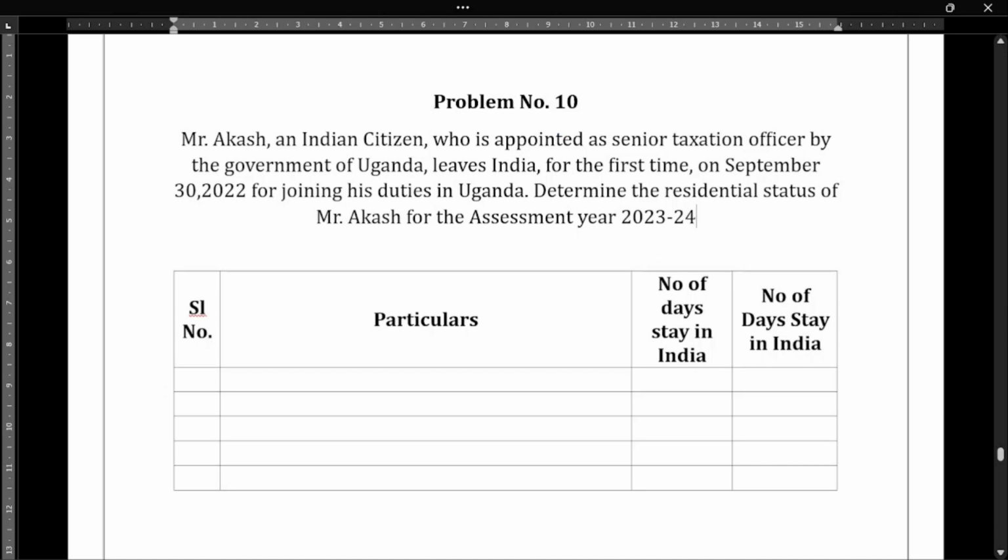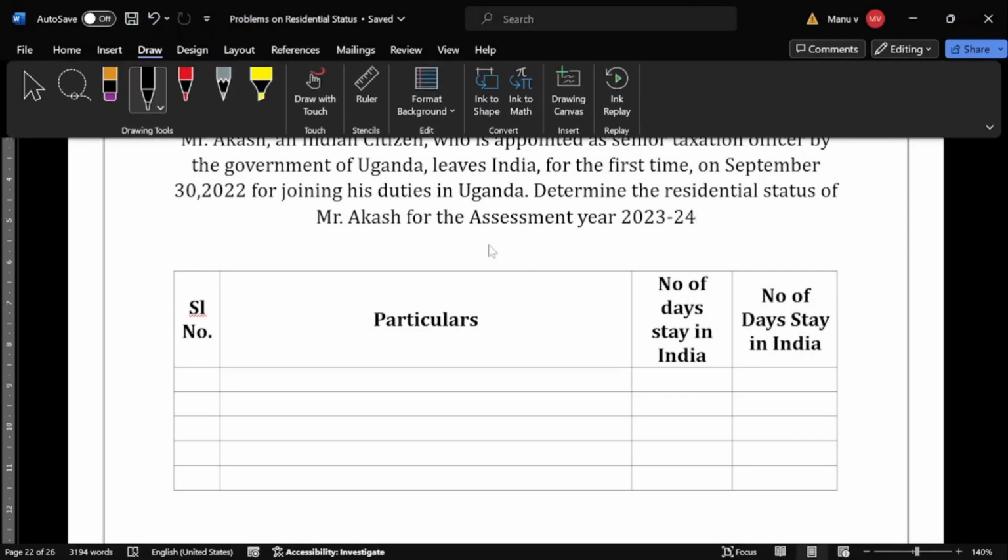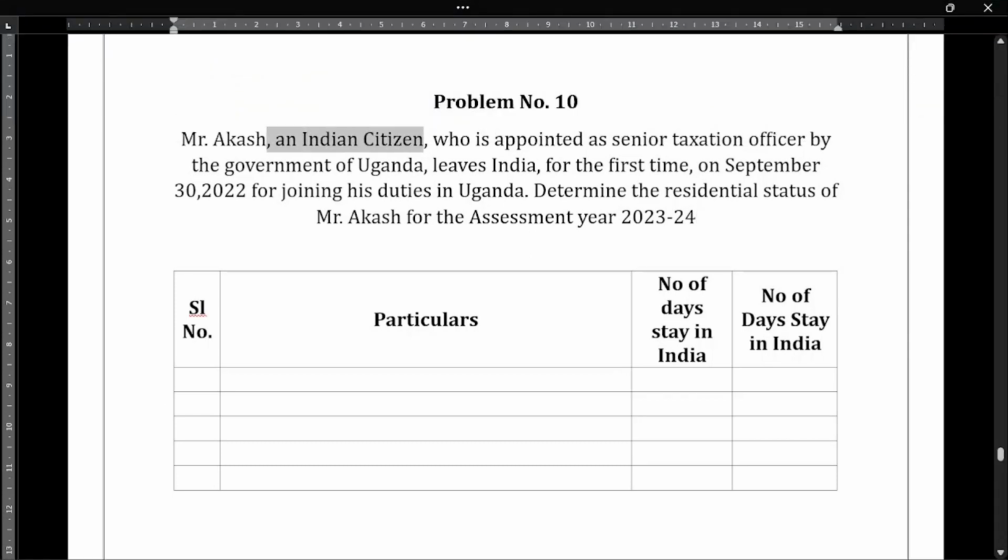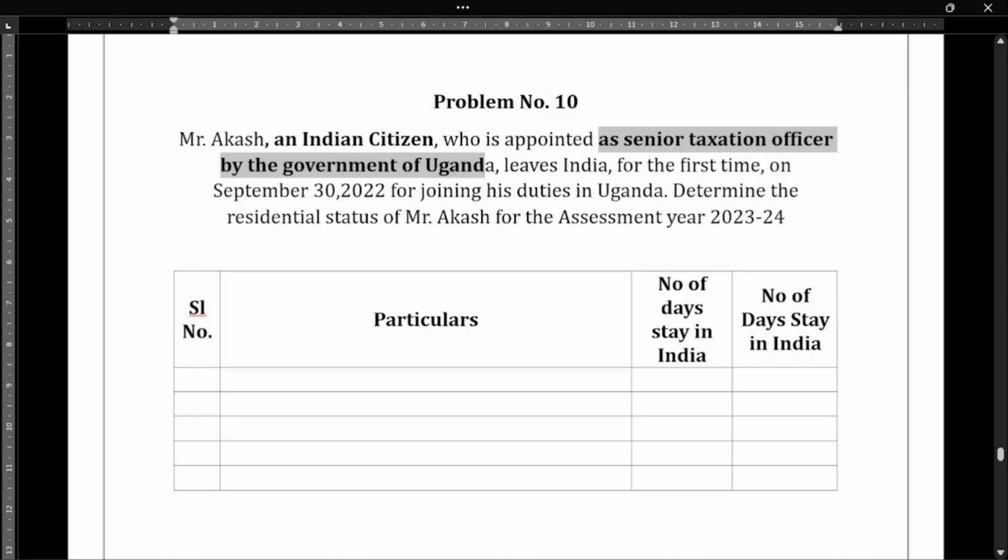In this particular video, we will solve one more problem which is related to the residential status. Mr. Akash is an Indian citizen. So they have clearly told that Akash is an Indian citizen. He is appointed as a senior taxation officer by the government of Uganda. So which means he is leaving India on the basis of employment.